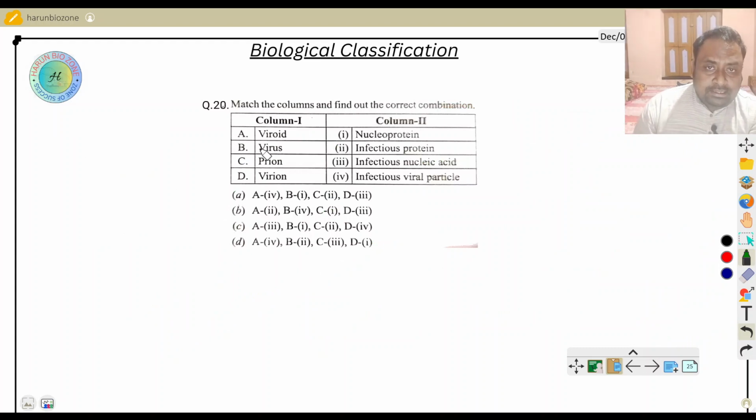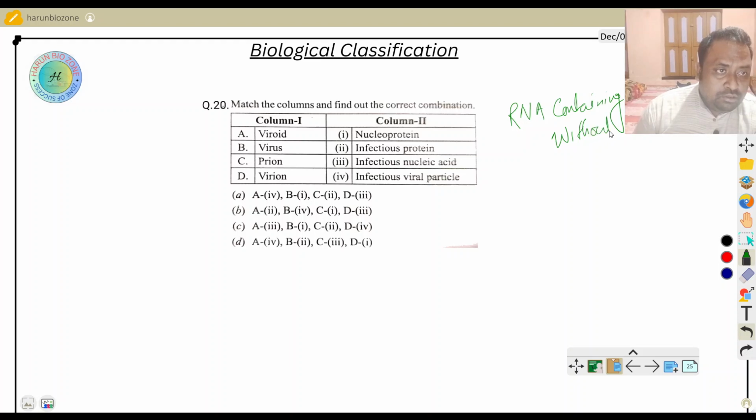Then match the columns and find the correct combination. First, viroid. Viroid is an RNA-containing agent, an RNA without a capsid. The RNA-containing naked virus is called viroid.